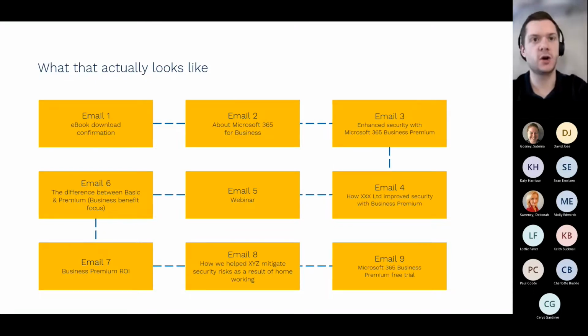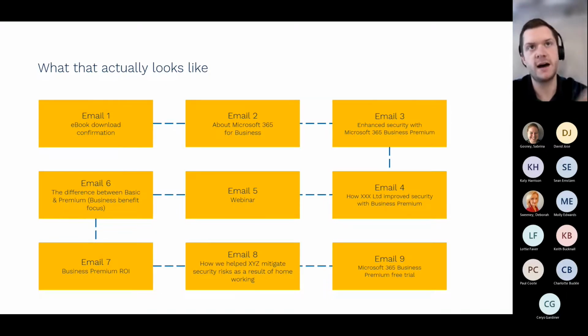So what might that actually look like? If we think about somebody who's downloaded an ebook, email 1 on day 1 might just be a thank you for downloading. Just in case you lose the copy, here's the link where you can access it at any time. We leave a delay of 5 days. Then email 2 hits them with something very top level about Microsoft 365 for Business. It talks about some of the benefits, maybe with a quote from a customer who's used it really well and who's benefited a lot from it.